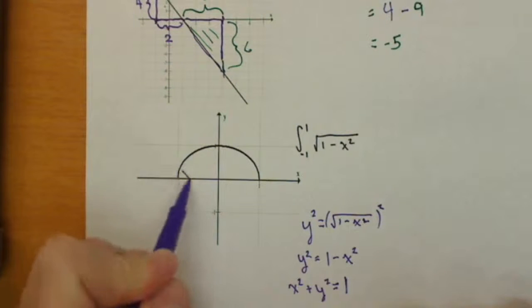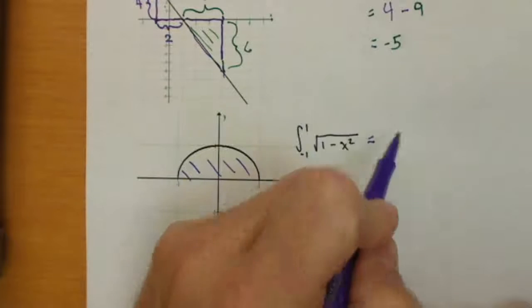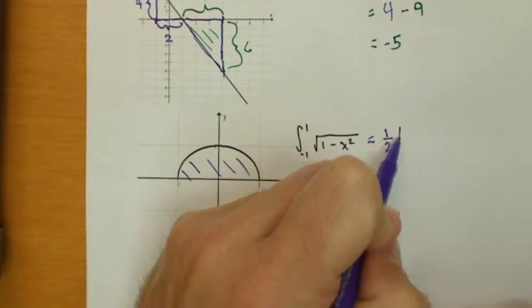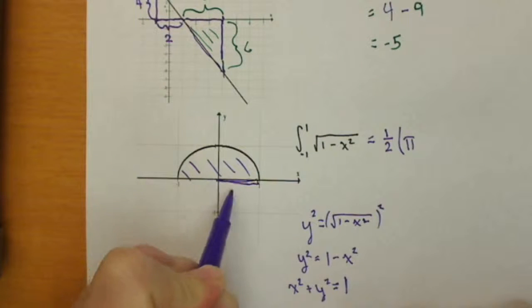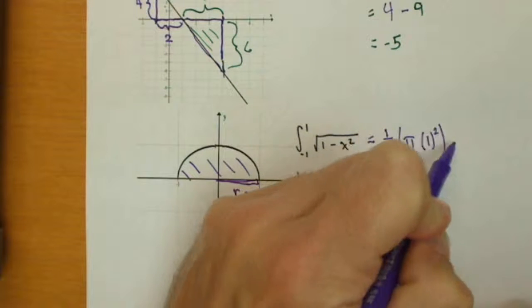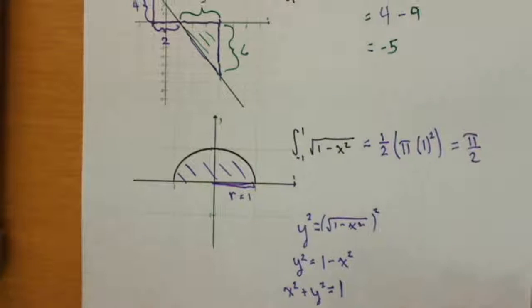So this is actually just the top half of a circle. So we're going to do half the area of a circle. So 1/2. Now, area of the circle is pi r squared, so pi, this happens to have a radius here of 1, so times 1 squared. Or we get that this definite integral is equal to pi over 2.